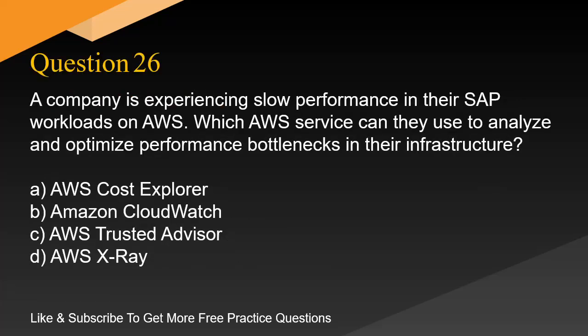Question 26. A company is experiencing slow performance in their SAP workloads on AWS. Which AWS service can they use to analyze and optimize performance bottlenecks in their infrastructure? A. AWS Cost Explorer. B. Amazon CloudWatch. C. AWS Trusted Advisor. D. AWS X-Ray.